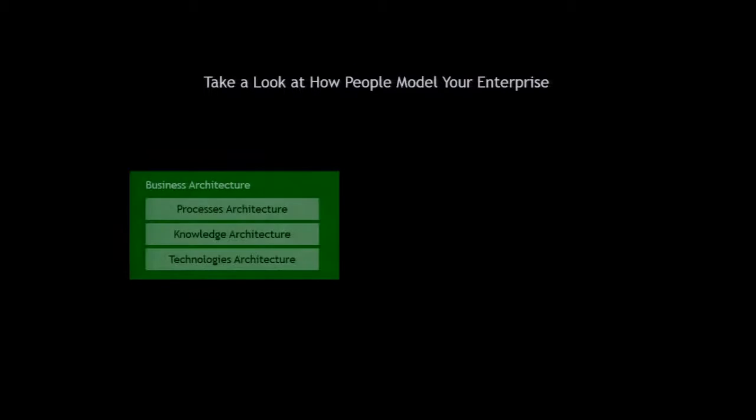So, for example, there is a model. I'm not going to tell you it's the right model yet. I'm going to tell you it's the wrong model in a minute. There is a model of how people can model an enterprise, in which we are a business, we have an architecture, and we have some processes, we have an architecture and knowledge and technologies and so on. And I'm just going to tell you, for the purposes of what I'm going to talk about, we don't want people modeling the enterprise like that.